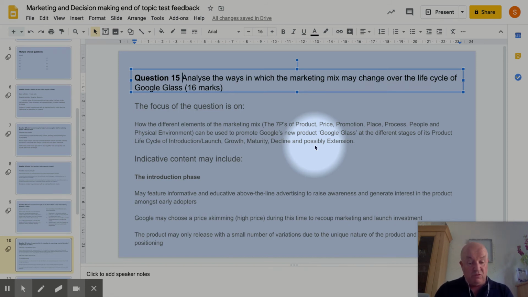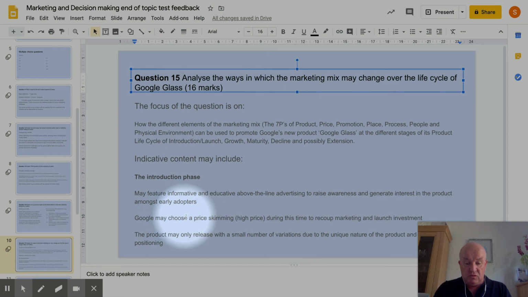informative and educative above the line advertising to raise awareness and generate interest in the product amongst early adopters. Early adopters is a term that is used quite a lot in marketing, and they are the people who are first into the market. They are the people who are willing to take a risk on a new product or service. Google Glass was an extremely innovative and very new product, and the early adopters in the market would be the ones who would be the first to test the water and buy that product.